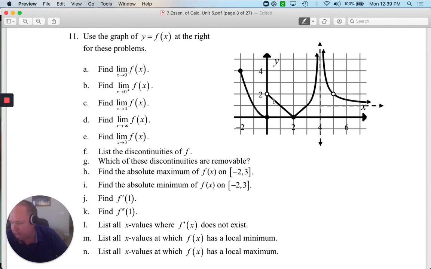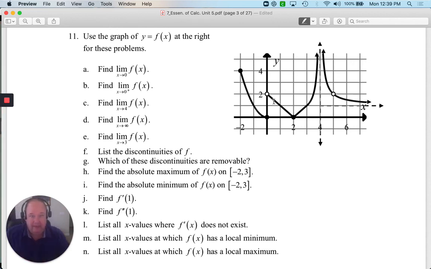And then the last question, list all the values where there's a local maximum. So that does not include the ends. So negative 2 can't count. So if I look at any high points in the graph, I see a hole, I see infinity, and that's it in terms of a high point in the graph. So therefore, there are no local maximums.